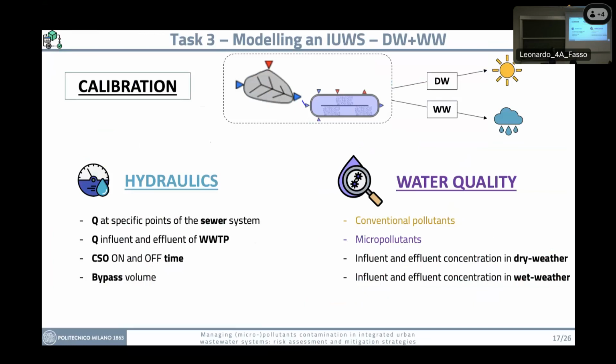But for the CSOs, that were actually what we needed to assess the risk, we didn't know the volumes discharged by the sewer system, but we only knew when they were discharging, so when they were activated and when they were deactivated. So we needed to calibrate the system only on these activation times. While for the bypass, we knew the volume discharged. For the water quality, we calibrated the conventional pollutants, and we are now, with the monitoring campaigns, calibrating the micropollutants also in dry weather, wet weather, at the influent and the effluent of the treatment plant.